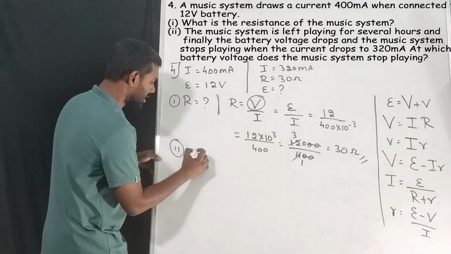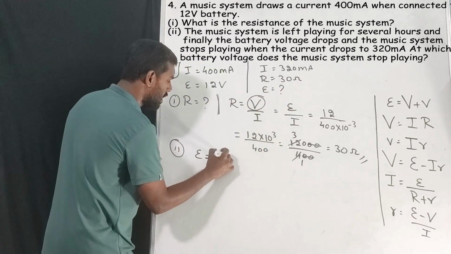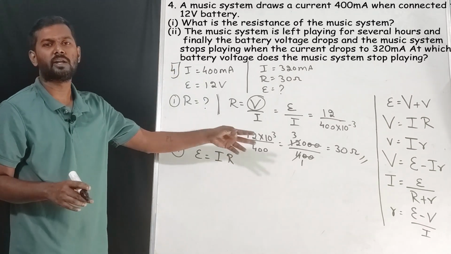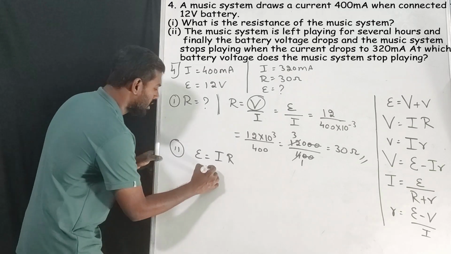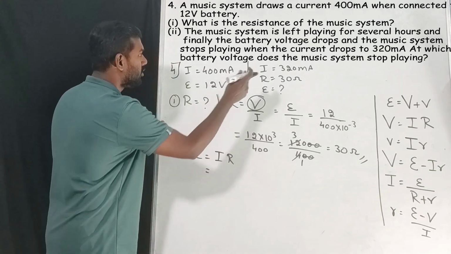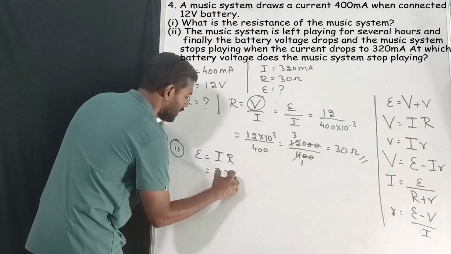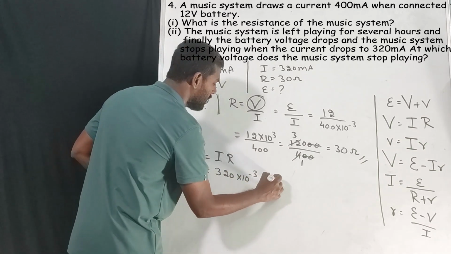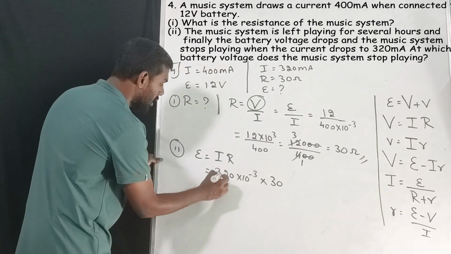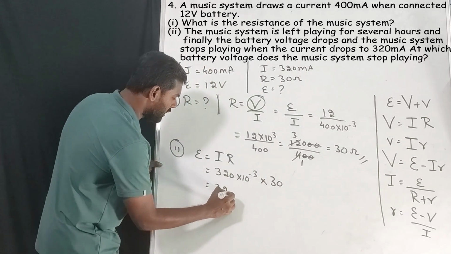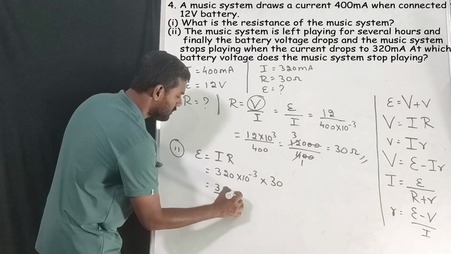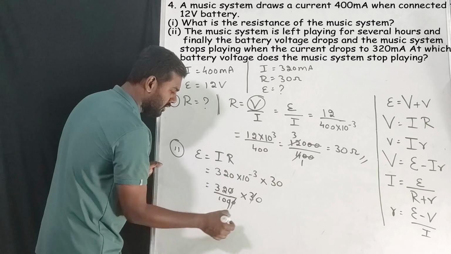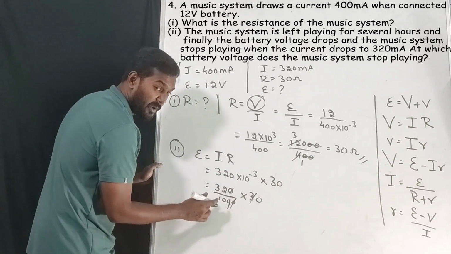The same formula. See, E is equal to I into R. E is nothing but, I told you, voltage. Voltage is equal to current into R, that is nothing but Ohm's law. So substitute the values. Current is 320 milli. Milli is nothing but 10 power minus 3. And what is the value of R? That is 30. So this will be 320 divided by 1000 into 30. See, one 0 gets cancelled. Then another 0 gets cancelled. Then we have remained with 10.